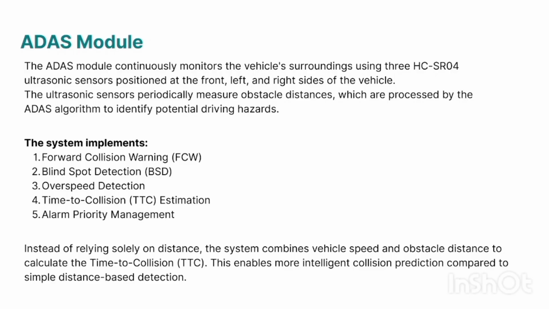ADAS module safety logic. The ADAS module manages environment scanning through front, left, and right sensors. The algorithm provides forward collision warning, blind spot detection, and overspeed alerts. By factoring vehicle speed into obstacle distance checks, it calculates a predictive time to impact metric rather than relying on basic static distances.